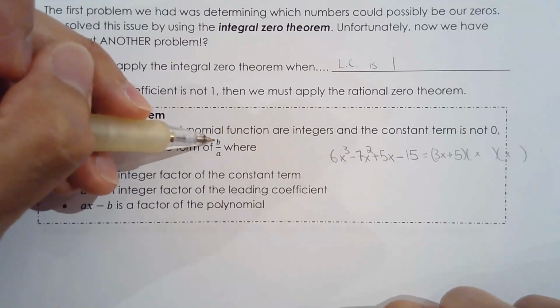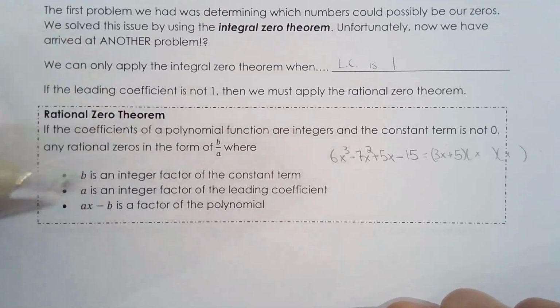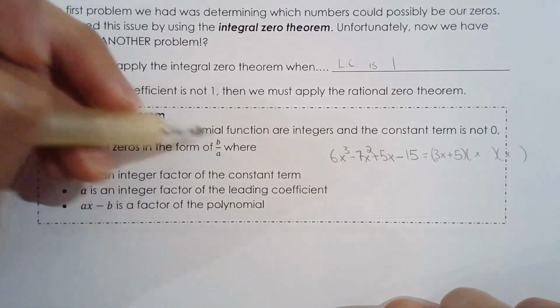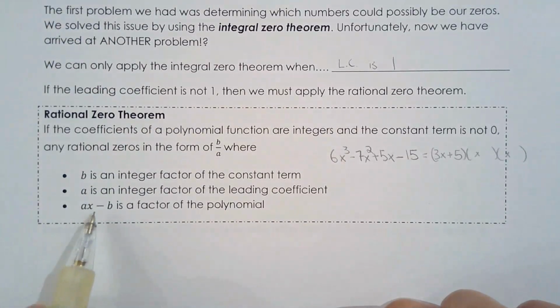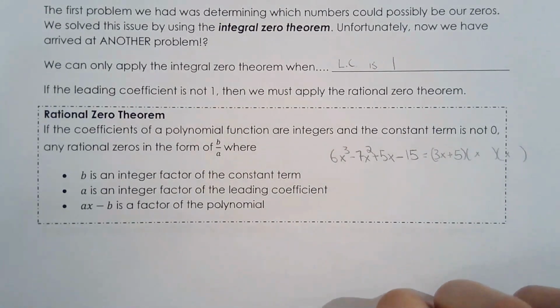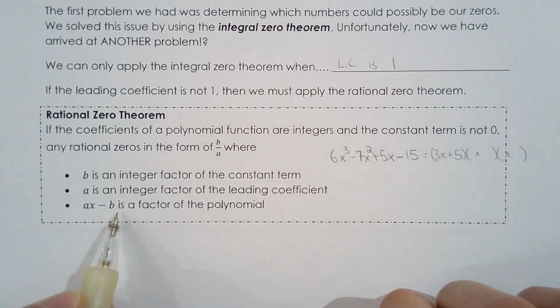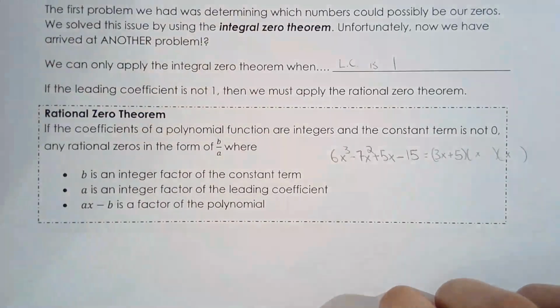So our zeros will be, if ax minus b is a factor, then the zero will be b over a. This is called the rational zero theorem because your zero is in the form of a rational number. It's b over a because the factor is ax minus b. This is very similar to what you did in the first unit: when you wrote the factor, you wrote down the corresponding zero. So if ax minus b is a factor, then b over a is a zero.